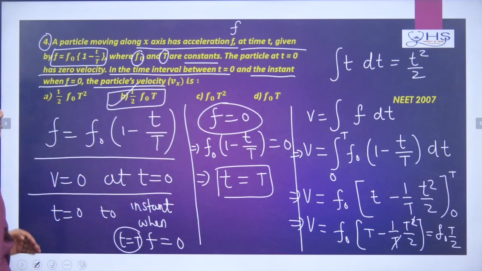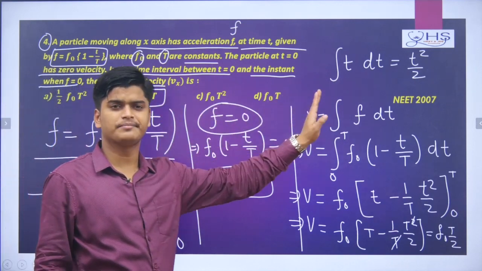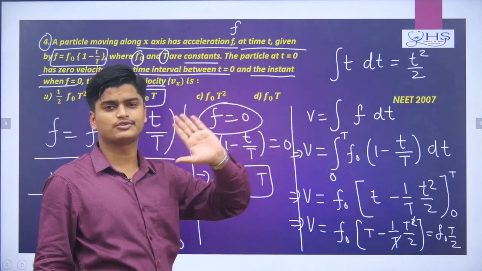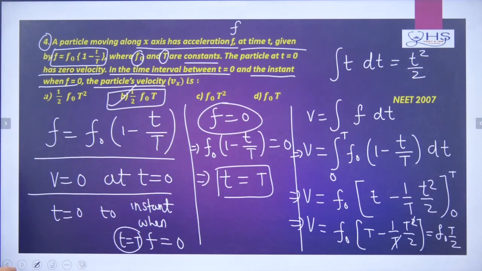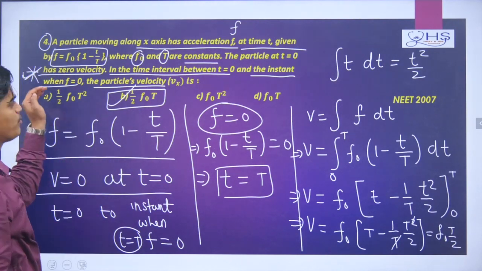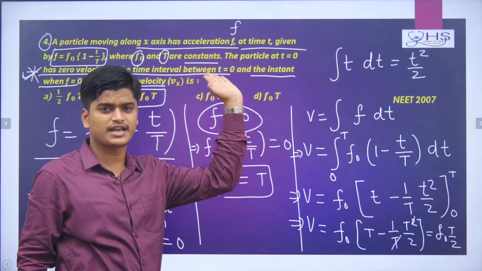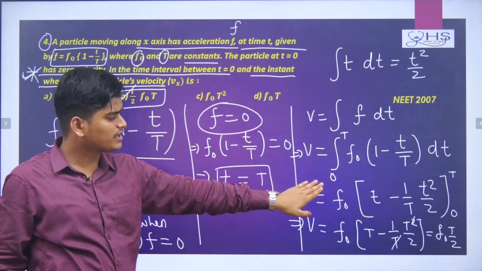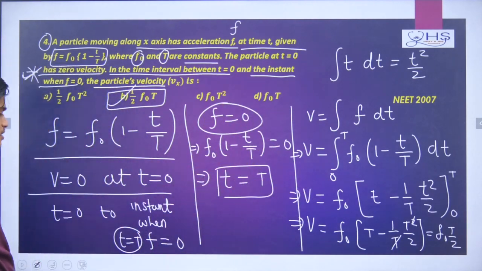So I hope you understand. Acceleration is given, and you find velocity by just doing integration with respect to t. And if limits are given, the limits will always be in the language of the question. Remember this, it is an important point: the language in which they have given the limits.